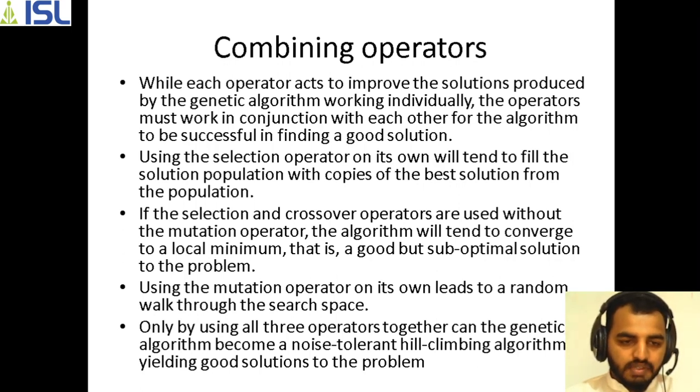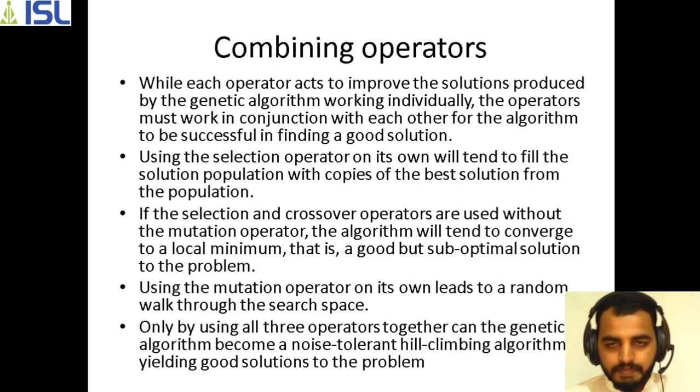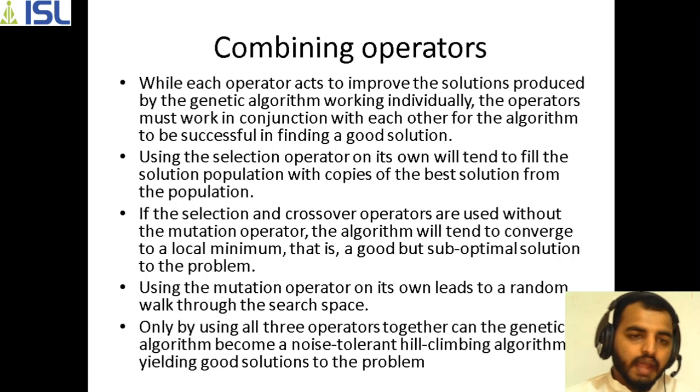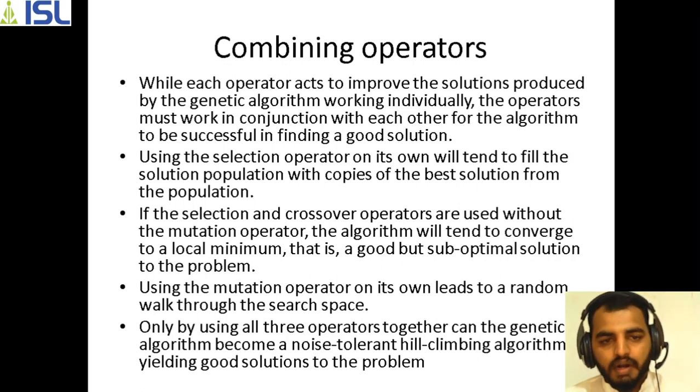The last point is: only by using all three operators together can the genetic algorithm become a noise-tolerant hill climbing algorithm, yielding good solutions to the problem. See, if we are using those things as individual units, then it will give you a different solution. If we are permuting and combining the different operators, then it will lead to a different solution.